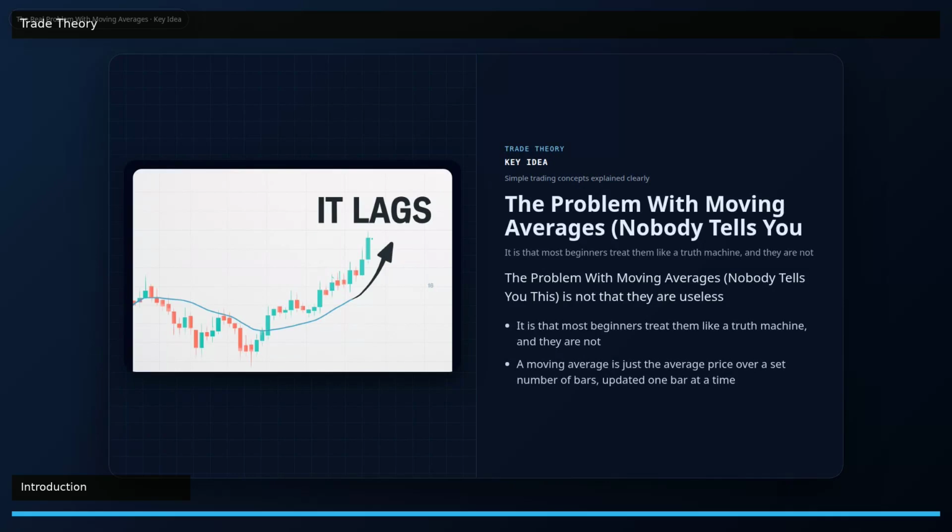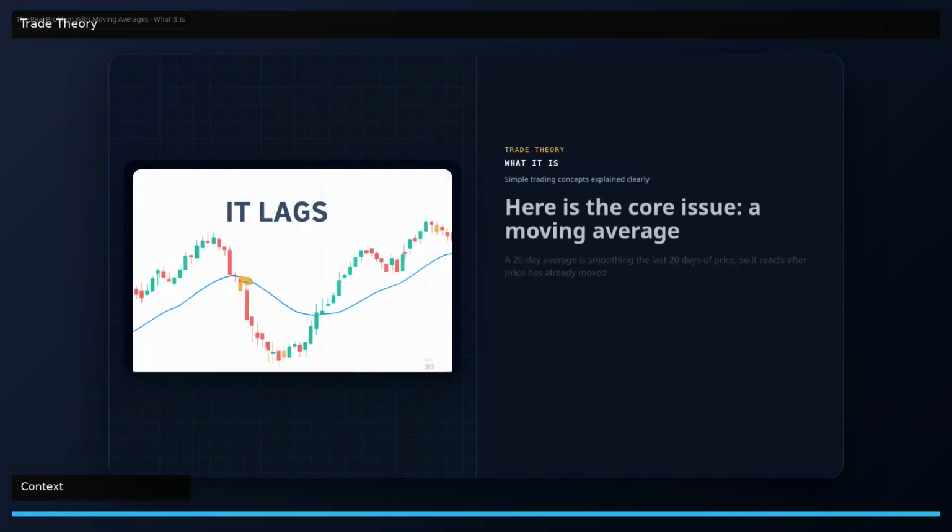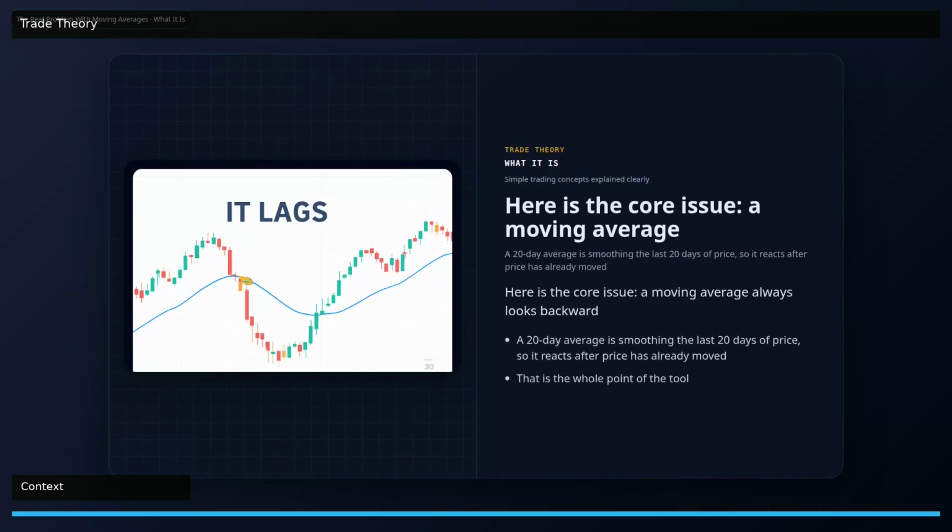I want to show you why that delay matters, because it changes how you should read every crossover, slope, and support signal you think you see. Here is the core issue. A moving average always looks backward. A 20-day average is smoothing the last 20 days of price, so it reacts after price has already moved. That is the whole point of the tool.